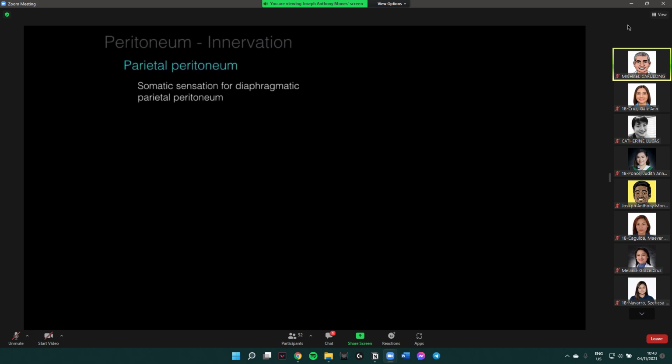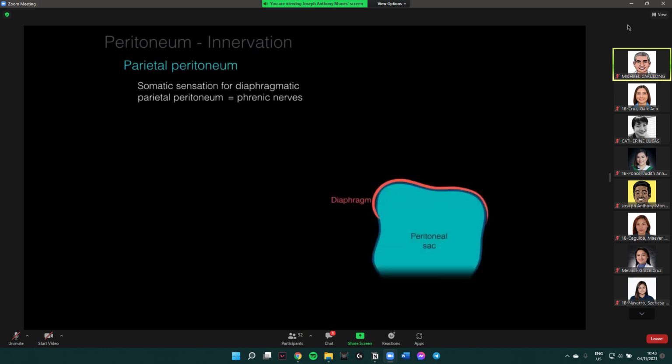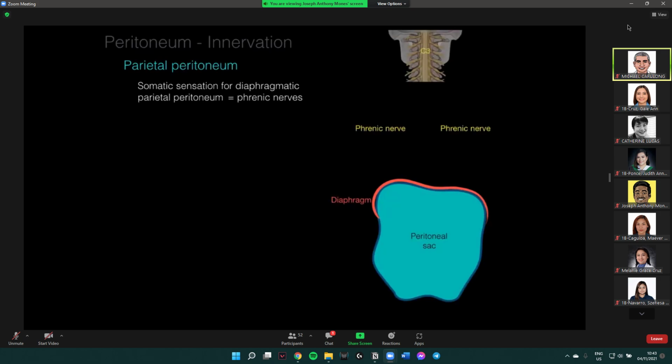There's also some somatic sensation for the diaphragmatic parietal peritoneum that's different. Because it's more like along the bottom of the diaphragm, that part of the parietal peritoneum. It's far away from the abdominal wall. Its somatic sensation is via the phrenic nerves. And so there's our diaphragm, and there's our peritoneal sac, and the phrenic nerves arise from the C3, C4, and C5 spinal cord levels. C3, 4, and 5 keep the diaphragm alive.